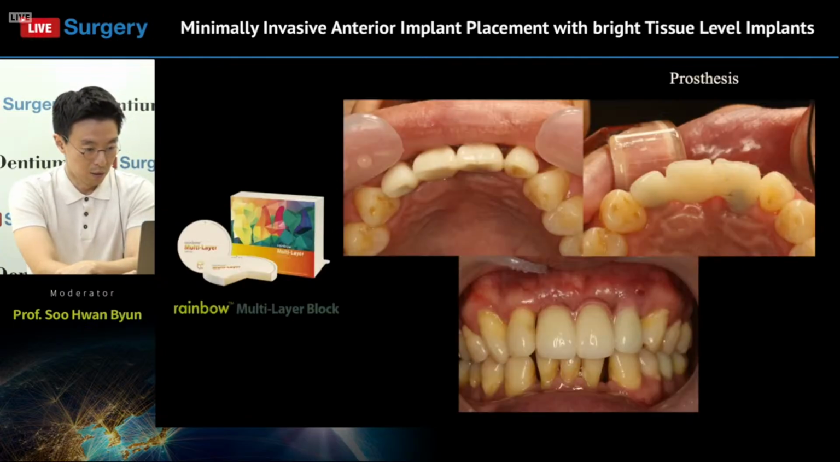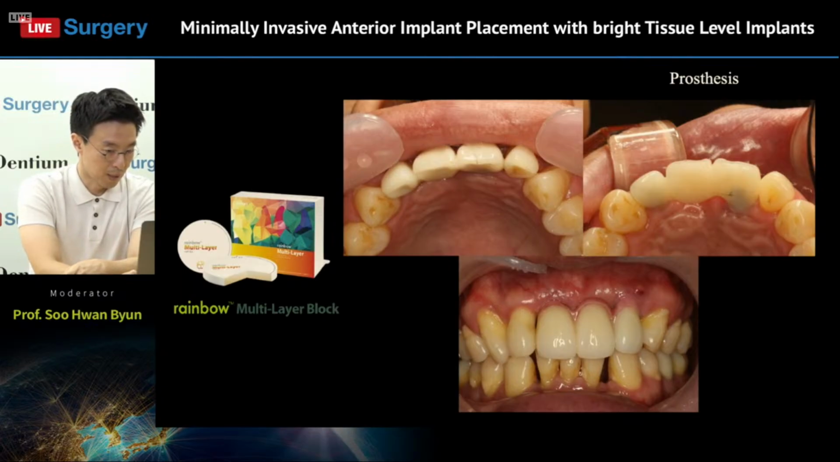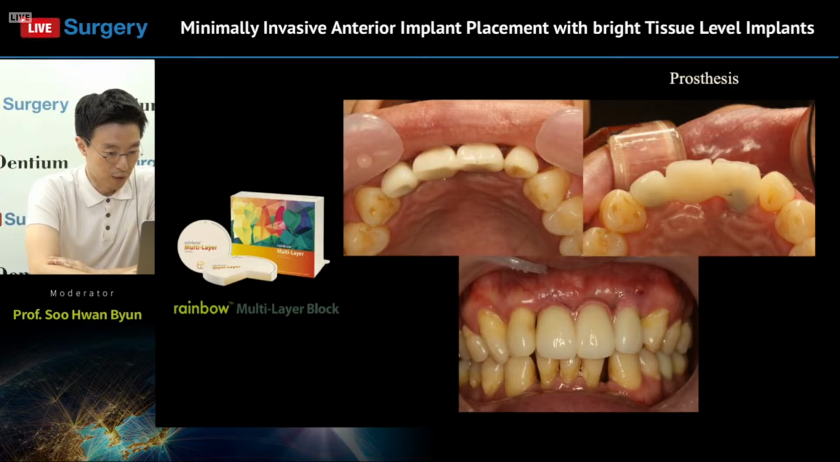This is the final prosthetic result. The final prosthesis was made with a rainbow multi-layer block. After the milling procedure, pink porcelain was added due to the atrophied ridge. We can cover the atrophied ridge by adding pink porcelain on the Zirconia block.